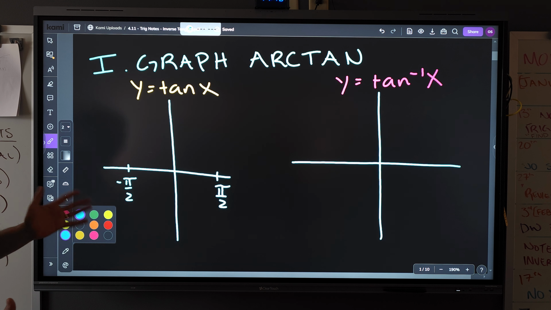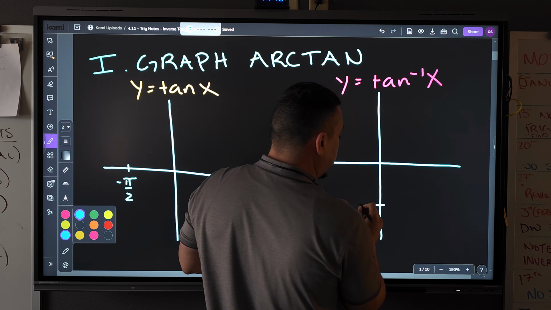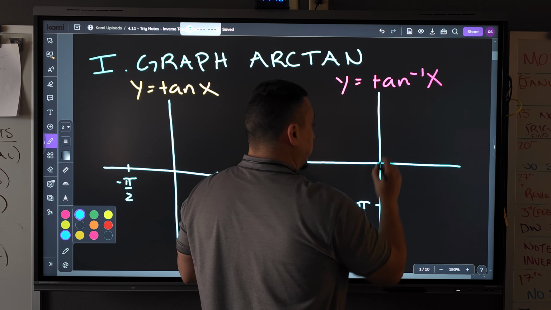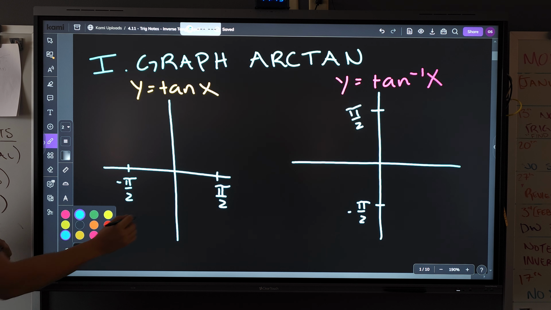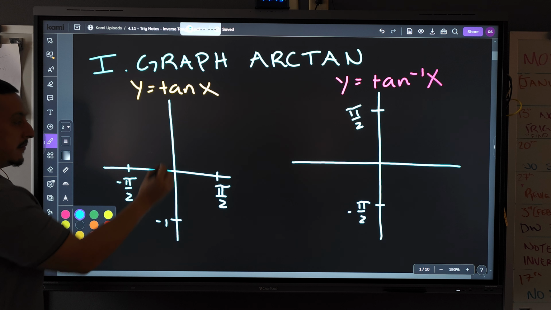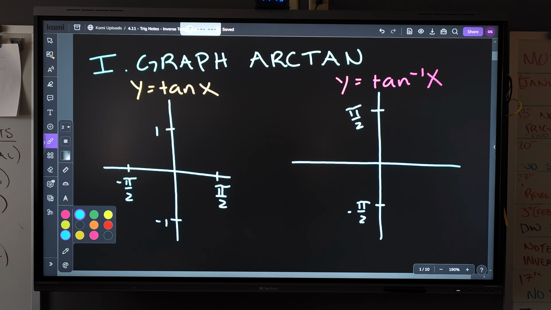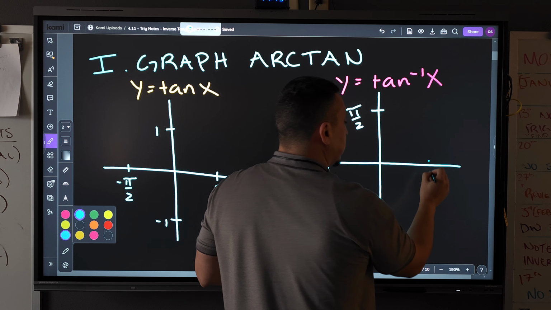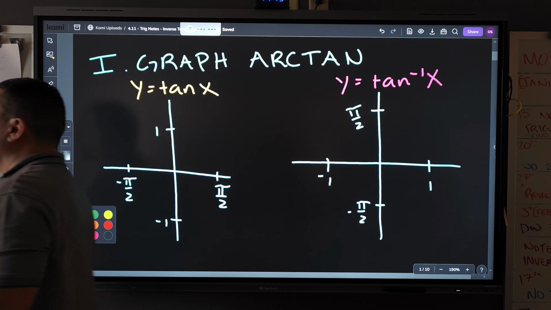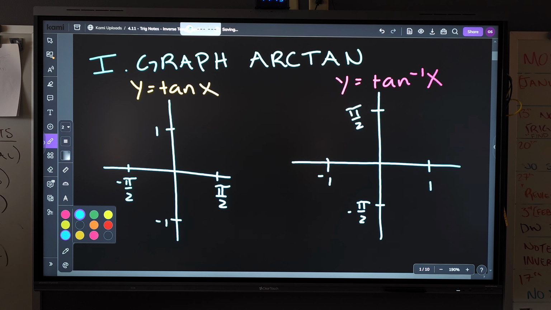As you already know, for inverse functions, they switch. So the x of this one will become the y of this one. So this one will go from negative pi over 2 to pi over 2. The y will go from negative 1 to 1 on regular tangent. But for inverse tangent, it becomes the x. So the x will go from negative 1 to 1. Same thing as you did with inverse sine, same thing as you did with inverse cosine. They switch.